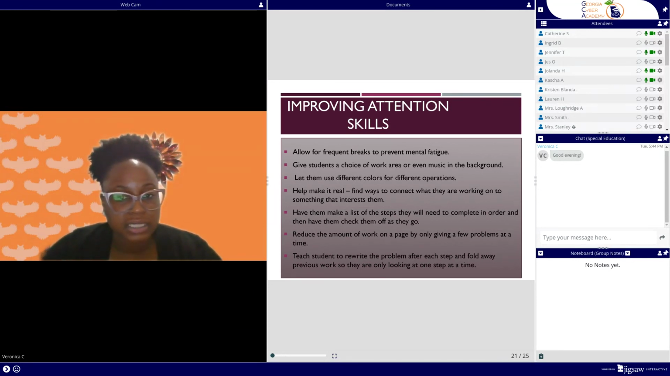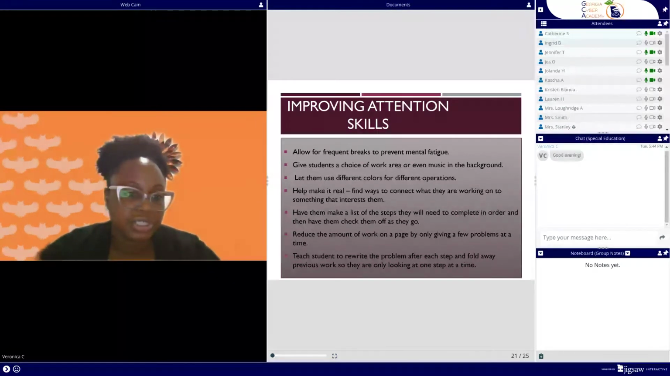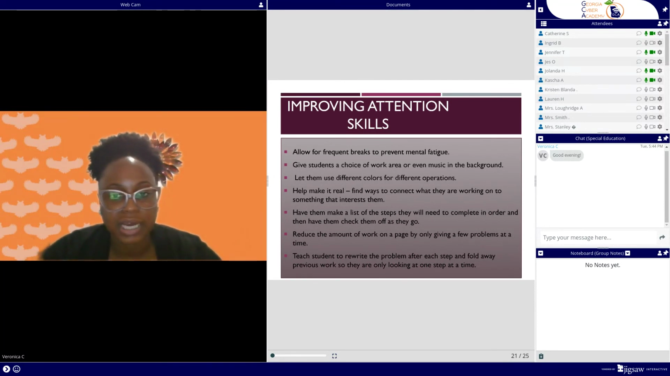So all of these things are things that you can work with your child's team on because y'all are special education. So everyone here should have a case manager. And so when you are working with that case manager and working with your child's teacher, these are some things you may want to suggest if they don't already suggest them to help your student be successful.